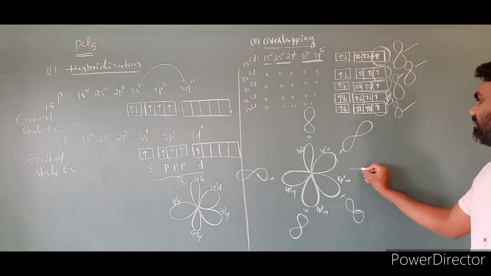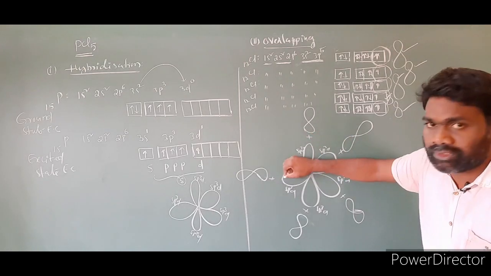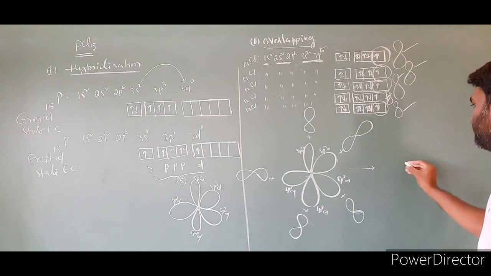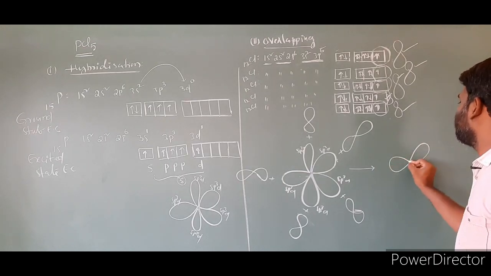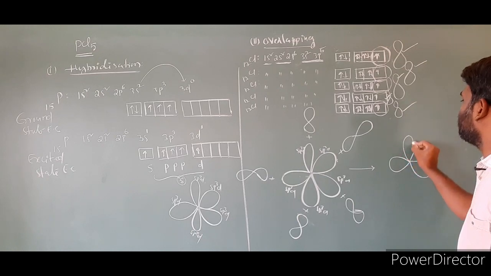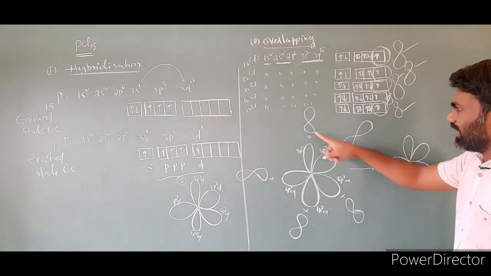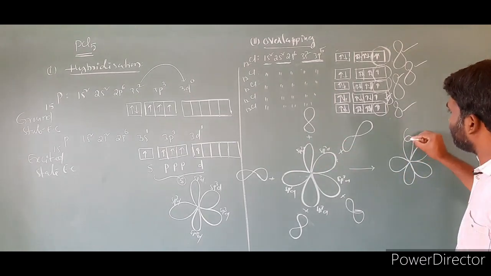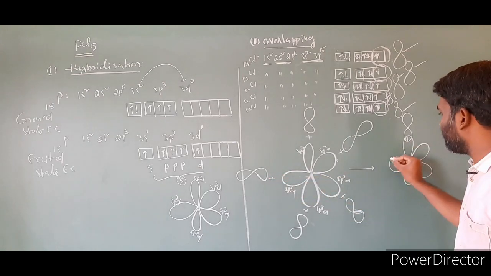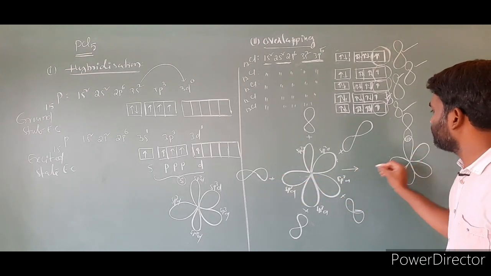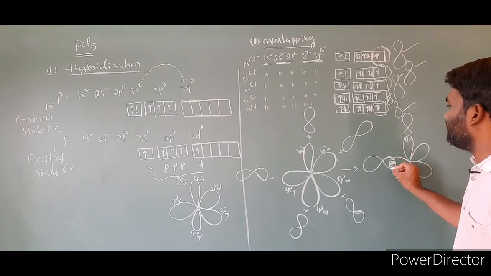So overlapping will be taking place. So how is the overlapping? These two overlap, these two overlap, these two, and all these two overlap one another. So I am showing here how the overlapping will be there. All these are sp3d hybrid orbitals, and I am overlapping them with the p orbitals. So this is the overlapping, right? This p orbital I am overlapping. This is the overlapping in this case.